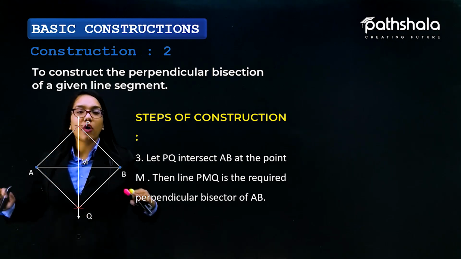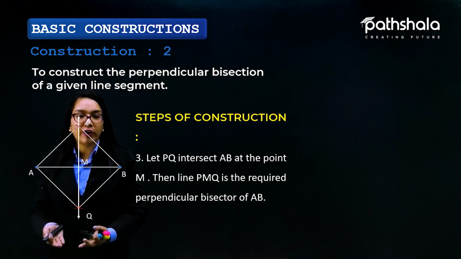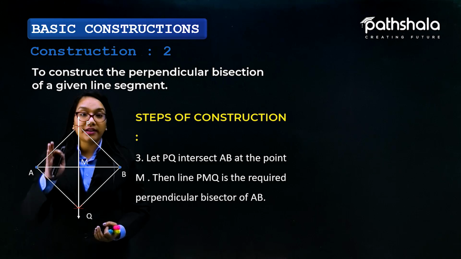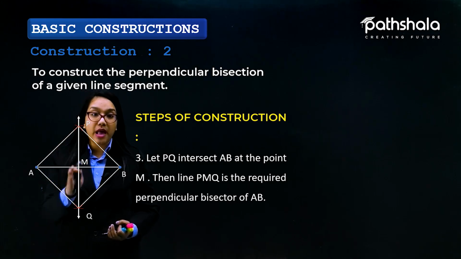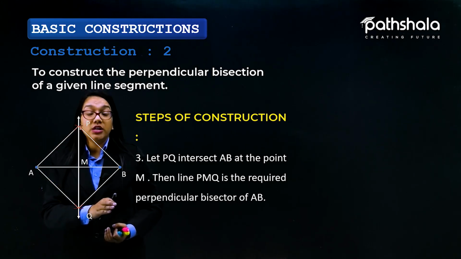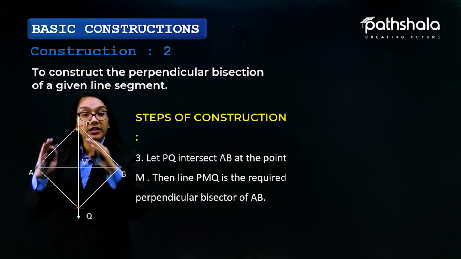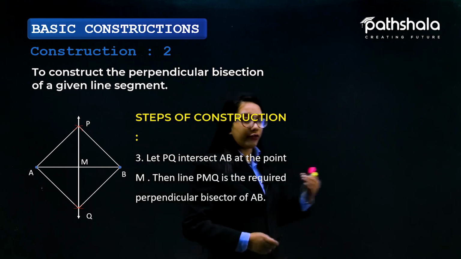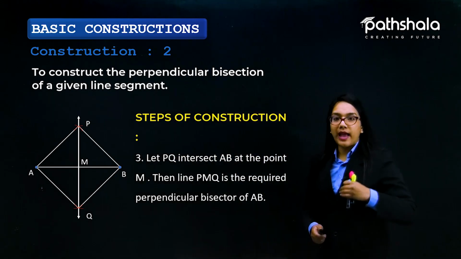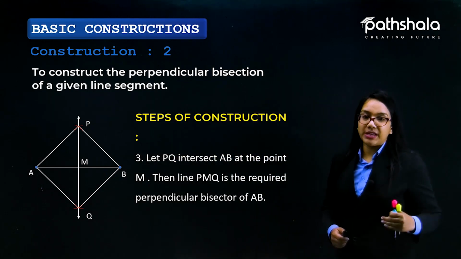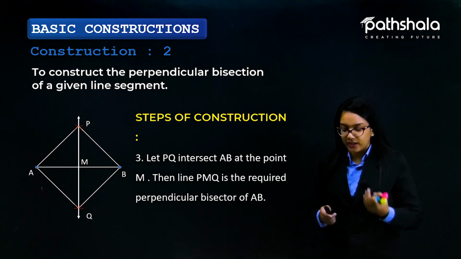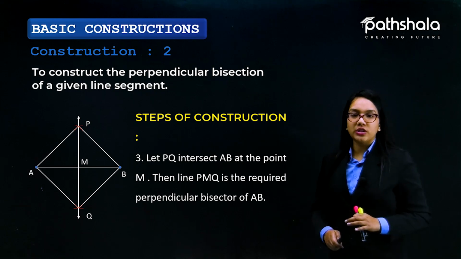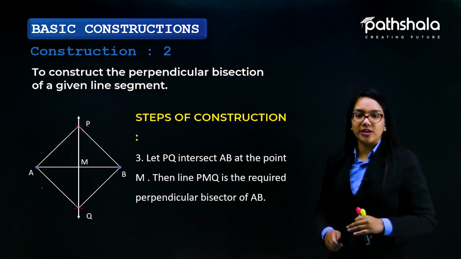So actually I've joined these lines for further proving that this particular angle over here, that is PMA or PMB, is actually 90 degrees. So in order to prove that, I have joined these lines all together. Let us suppose I'll prove further that the angle PMA and PMB is coming out to be 90 degrees. So let's just see how we can prove it. These are all the steps of construction that are related with this particular construction.